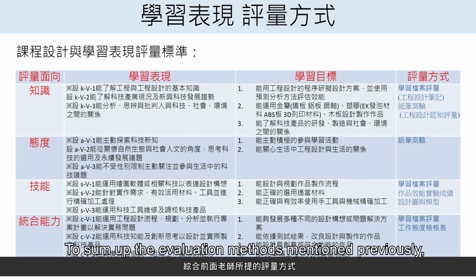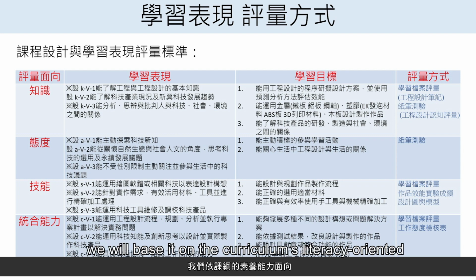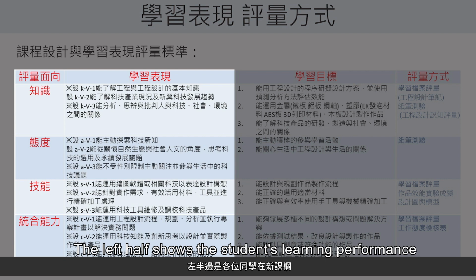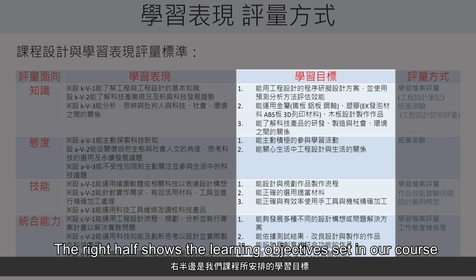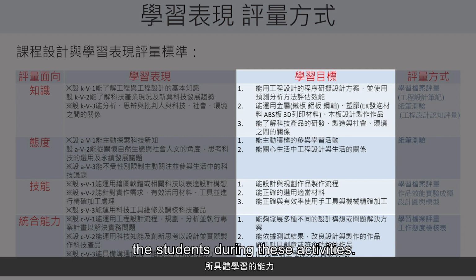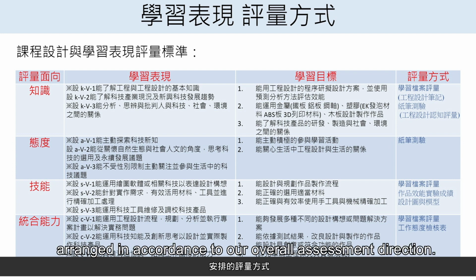To sum up the evaluation methods mentioned previously, for the learning performance evaluation part, we will base it on a curriculum's literacy-oriented towards integrated abilities in terms of knowledge, attitude, and skills. The left half shows the student's learning performance, normalized in the in-depth elective course's new curriculum. The right half shows the learning objectives set in our course, as well as the specific learning abilities of the students during these activities. The last part is our evaluation method arranged in accordance to our overall assessment direction.